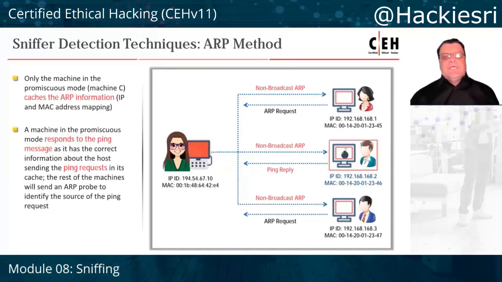Sniffer detection techniques, the ARP method. In this case, only the machine in the promiscuous mode, machine C, as we see on the right, caches the ARP information, IP and MAC address mapping. A machine in the promiscuous mode responds to the ping message as it has the correct information about the host sending the ping request in its cache. The rest of the machines will send an ARP probe to identify the source of the ping request.